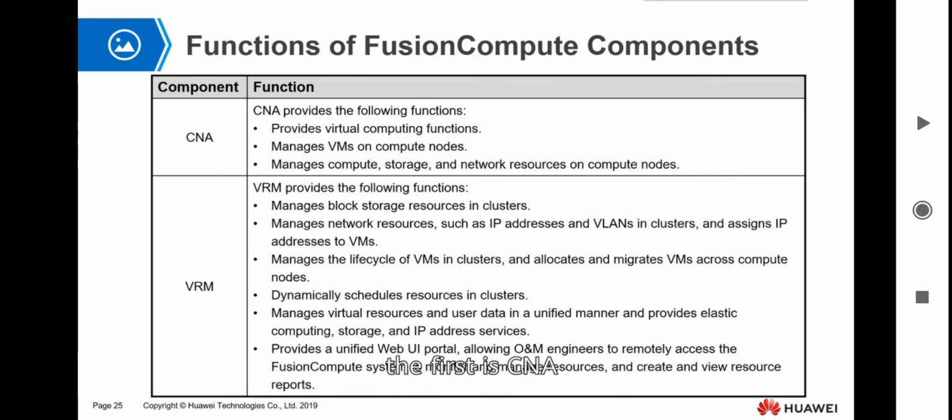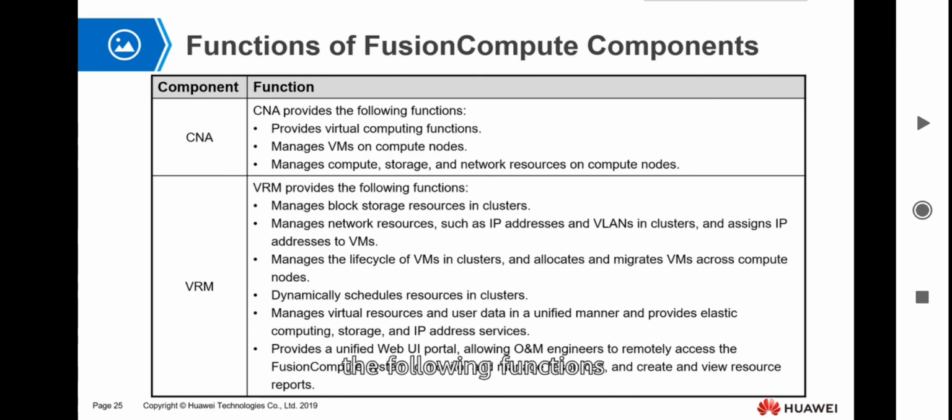Finally, Fusion Compute consists of two major components. The first is CNA. CNA provides the following functions: provides virtual computing functions, manages VMs on compute nodes, and manages compute, storage, and network resources on compute nodes. The other one is VRM, which is a management tool.